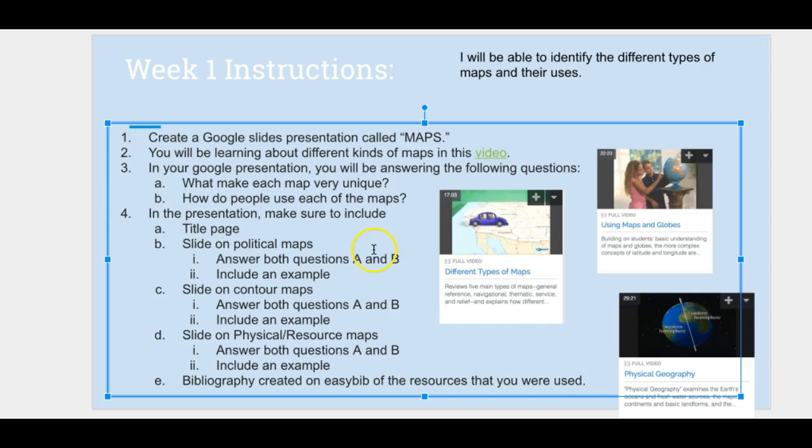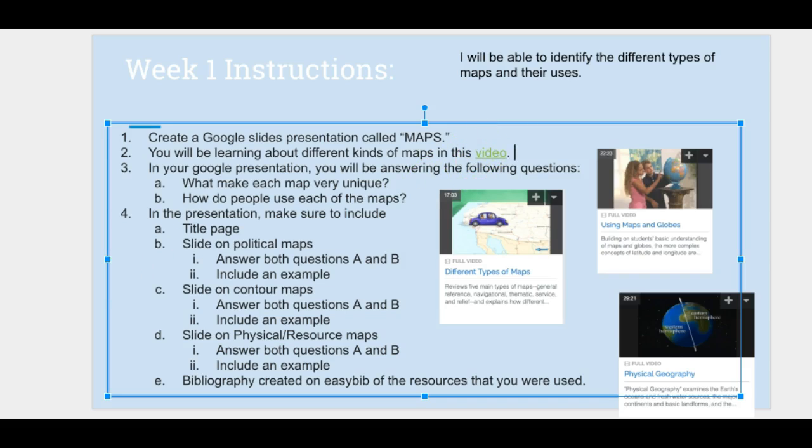In your presentation, make sure to include your title page, then a slide on political maps, contour, and physical resource maps. You'll answer both A and B on every slide, and then include an example. Remember, keep in mind you've got to access ezbib.com so you can cite those resources.